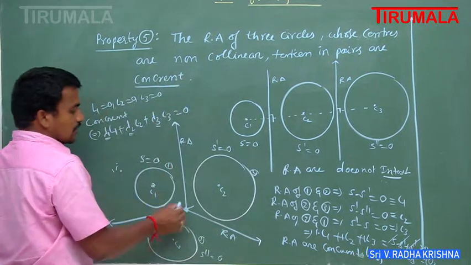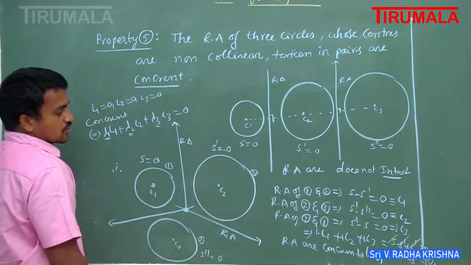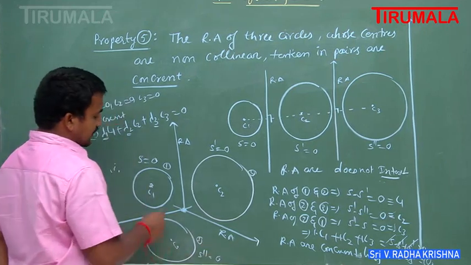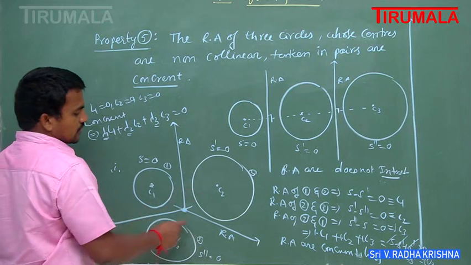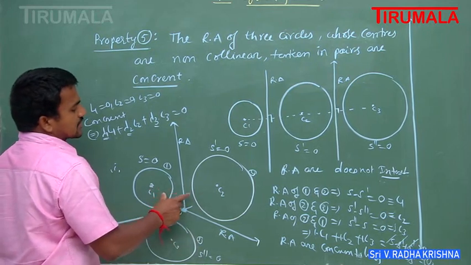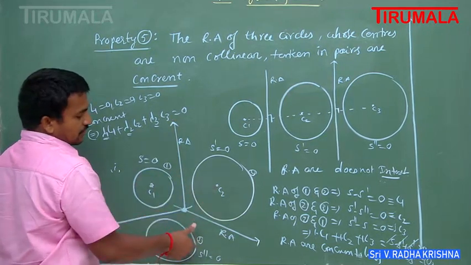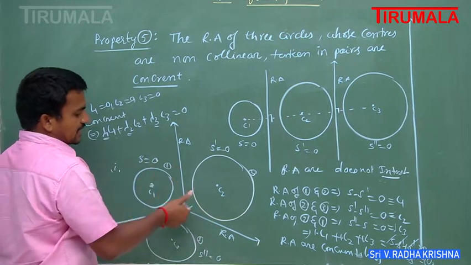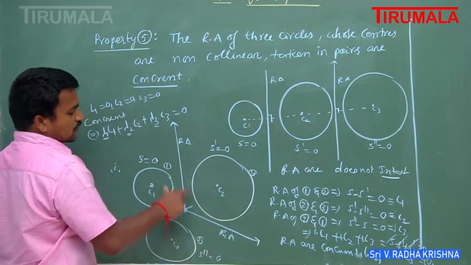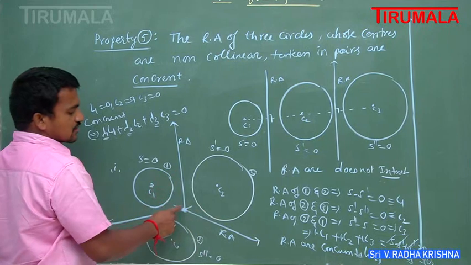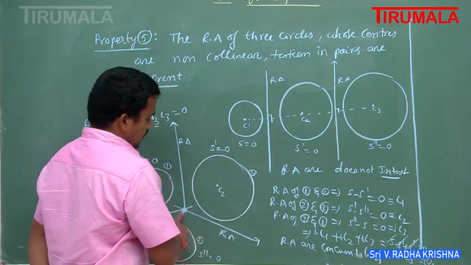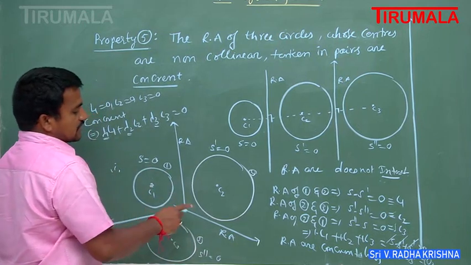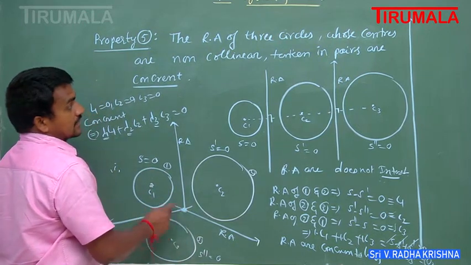So three lines are concurrent lines. This is an important condition for any three circles having non-collinear centers. Taking their radical axes pairwise, taking circles pairwise and finding the radical axis, three radical axes are possible here. The three lines are concurrent. This point of intersection of the radical axes is called the radical center.